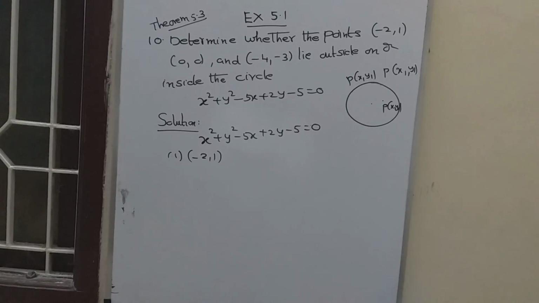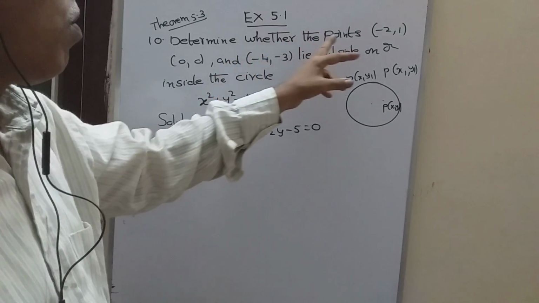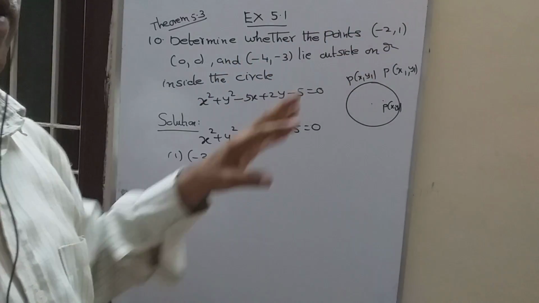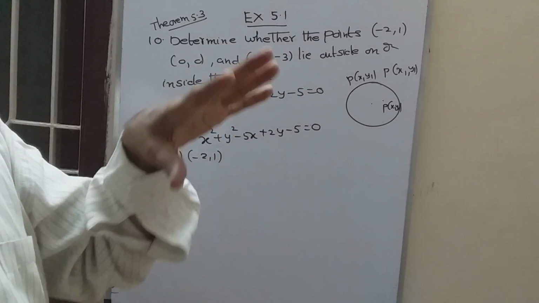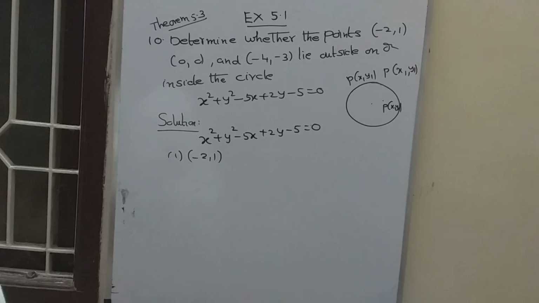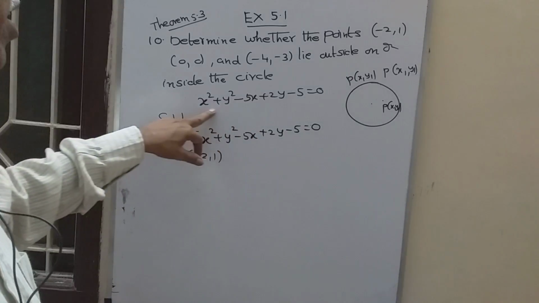Okay, students, in this video, I am going to explain exercise 5.1, 10th problem, analytical geometry, Tamil Nadu plus 2 maths. Determine, this is a very easy problem, students, like eating a chocolate or biscuit. Determine whether the points (-2, 1), (0, 0) and (-4, -3) lie outside, on, or inside the circle.